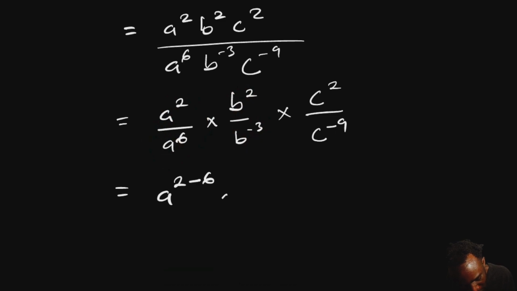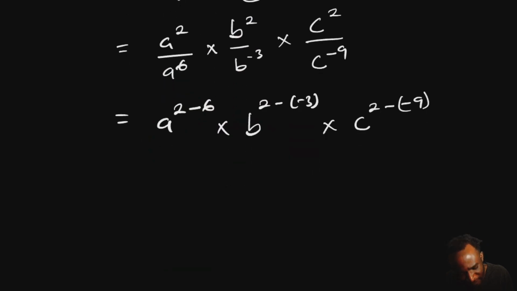2 minus 6. We do the same for b: 2 minus 3. We do the same for c, which is 2 minus 9. I just put this in brackets to differentiate it a bit. And then we can further simplify it over here.